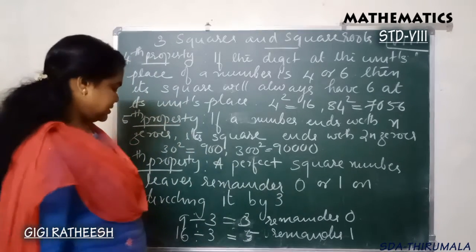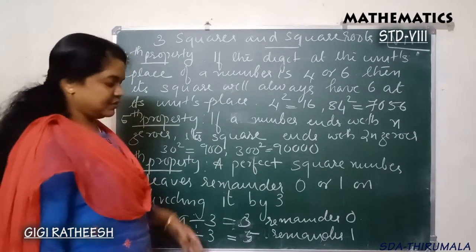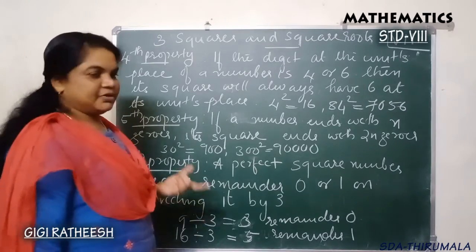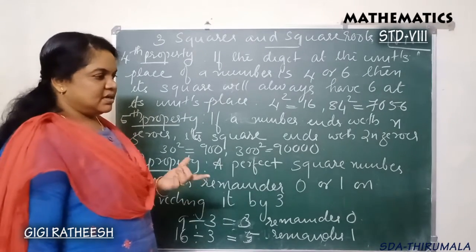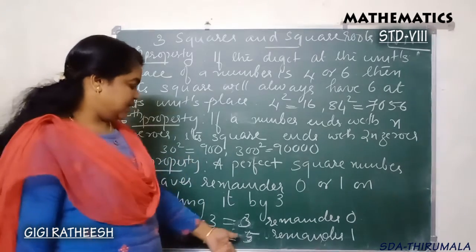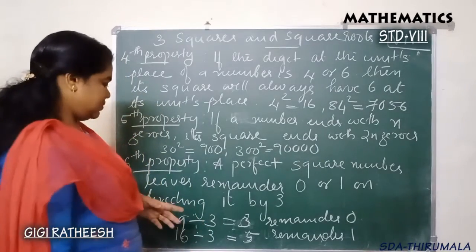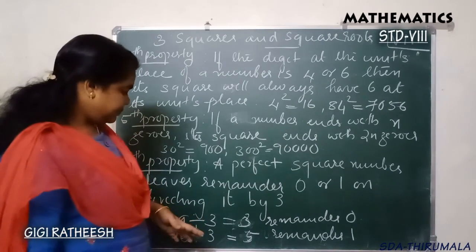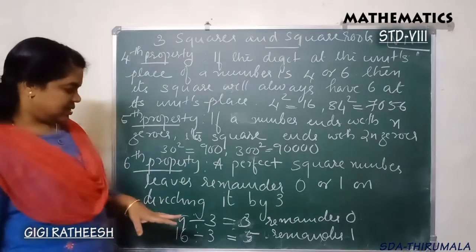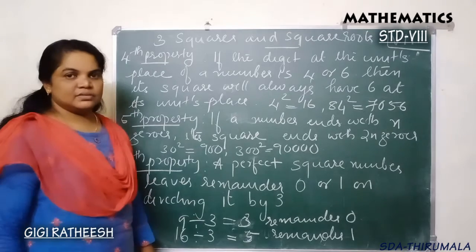And 16 is a perfect square, that is 4 fours are 16. If you divide any perfect square by 3, such as 9 or 16, 16 divided by 3 gives 5 threes are 15 and the remainder is 1. And 25 divided by 3 is 8, that is 24, and the remainder is 1. This is the sixth property.